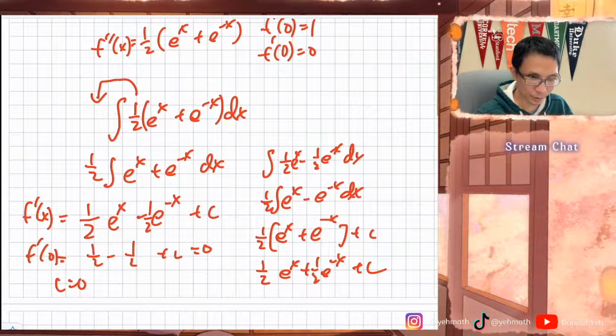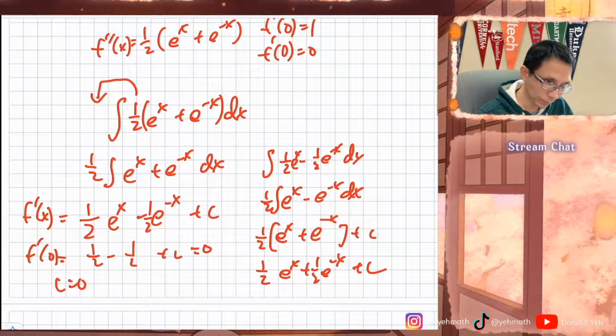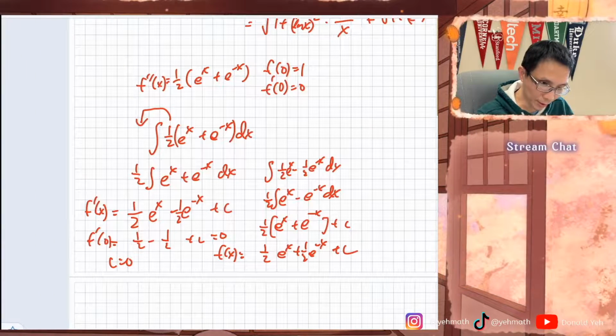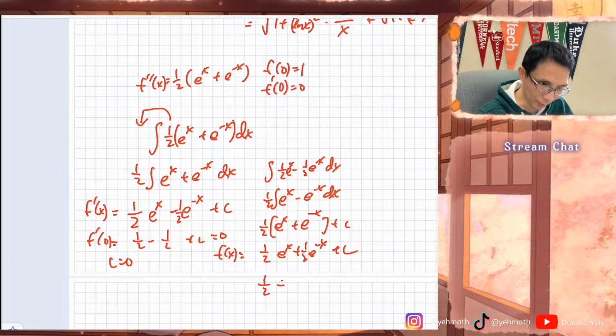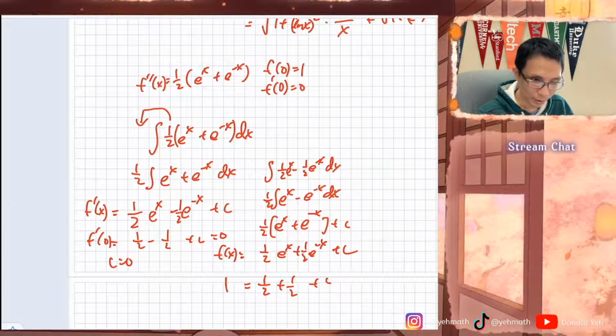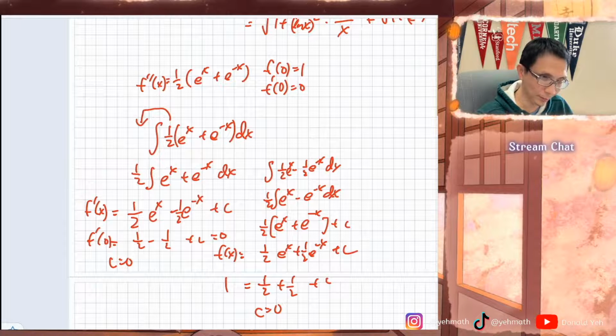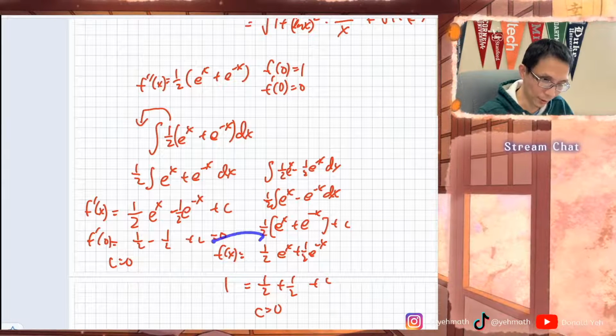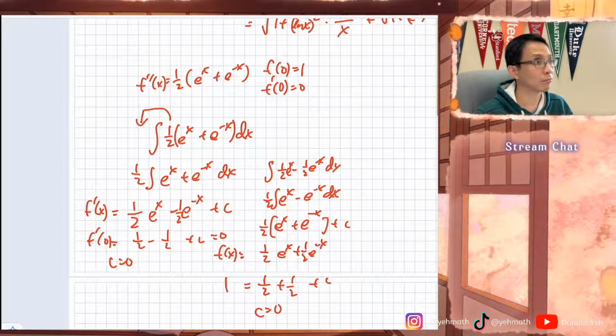So go back to the original question. They say f of x is equal to that. You plug in 0 there, so you get 1/2 plus 1/2 plus c is equal to 1, and c is equal to 0 again. So your answer is going to be like this, and that's your final answer right here. And that's it.